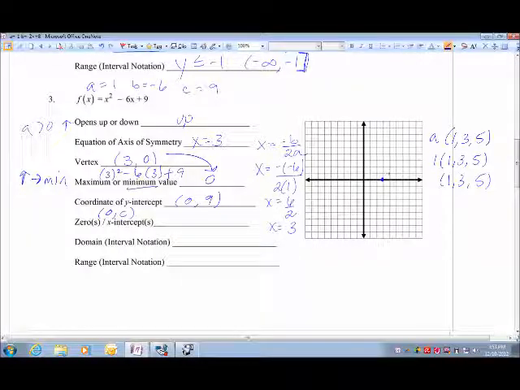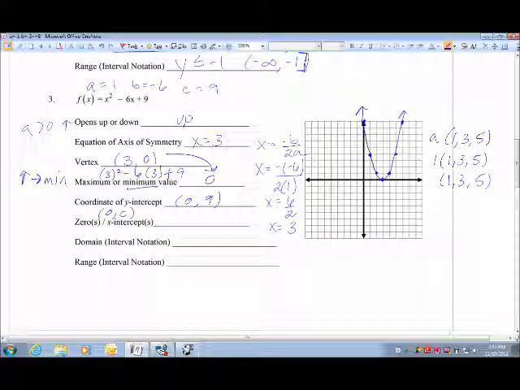And I'm going to go over 1, up 1 this time, and then over 1, up 3, and then over 1, up 5. And I'm going to do the same thing over here. I'm going to go over 1, up 1, over 1, up 3, and then over 1, up 5. And if you notice, when you connect these points, it crosses the y-axis at 0, 9, which is what we predicted the y-intercept to be.